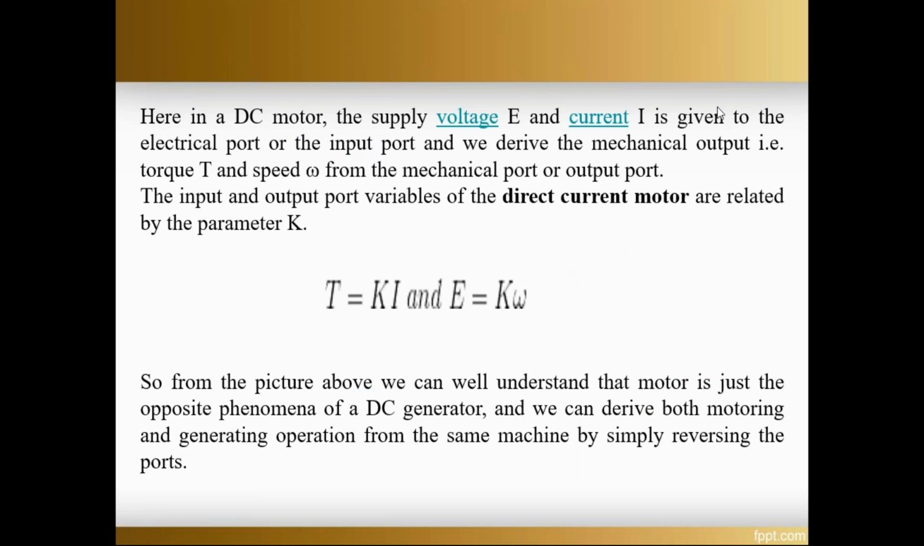Right. Next, let me see what the relation is between them. Already here, E is related to I, and torque is related to angular velocity. Now, in these two parameters, which one is related to which? Here, torque is related to the current, and voltage is related to the angular velocity. So this is the relation we can give from here.